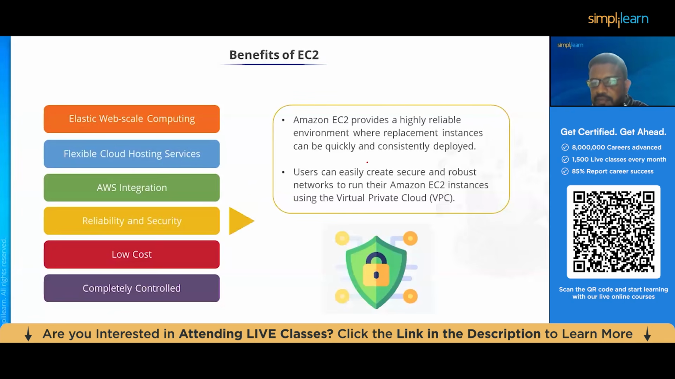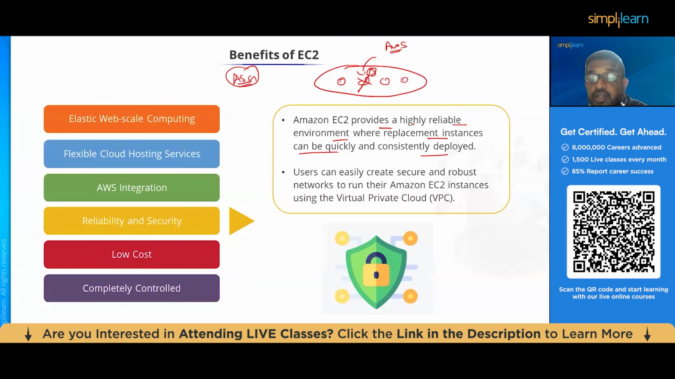Now, reliability and security. EC2 provides a highly reliable environment where replacement instances can be quickly and consistently deployed. Folks, I mentioned the auto scaling group. If I want to launch multiple EC2 instances simultaneously, I'll go with an auto scaling group. In some cases, if one of the EC2 instances is terminated or unhealthy, AWS is responsible for launching a new EC2 instance to provide results to the client. So that is the reason.